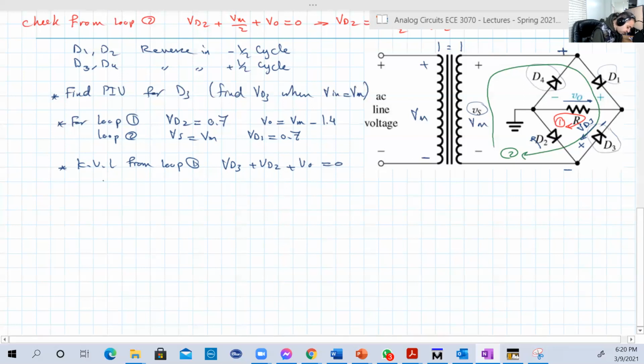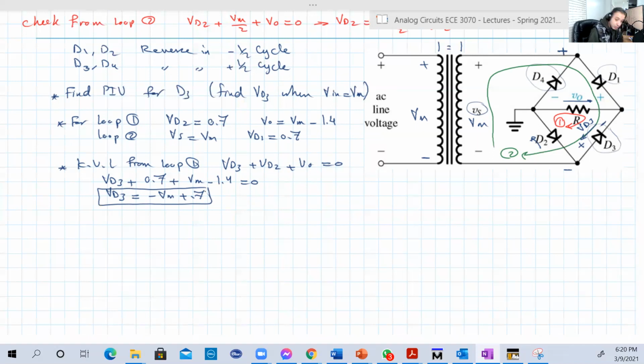Yes. So VD3 is 0.7. I'm sorry, VD3 is our unknown. I'm very sorry for this. VD2 is 0.7 because it's forward and on when V input is equal to Vmax. And the VO is equal to Vmax minus 1.4 equal to 0. So VD3 is equal to minus Vmax, and here is plus 0.7. Okay, plus 0.7.